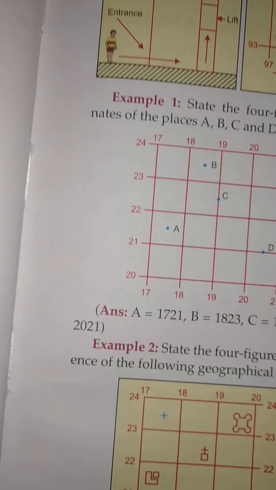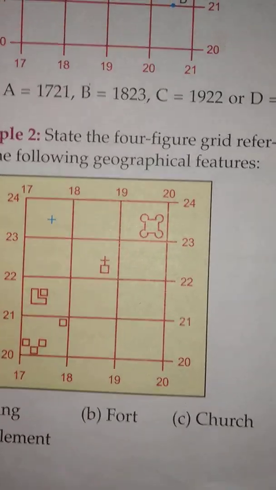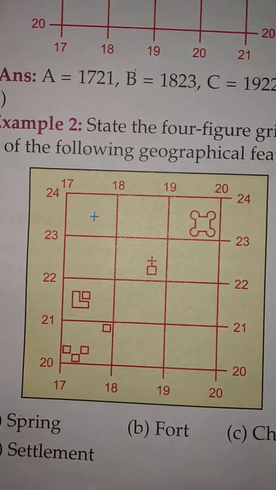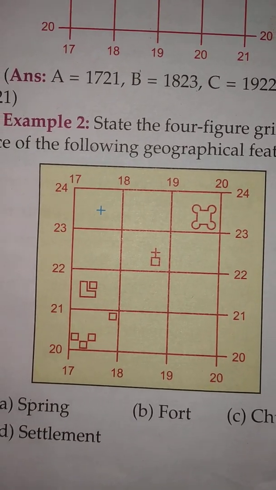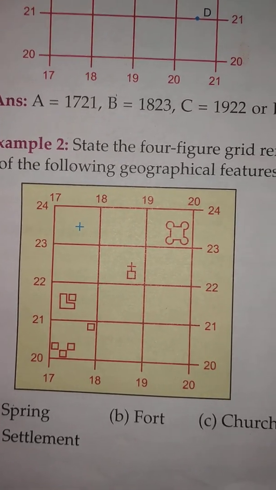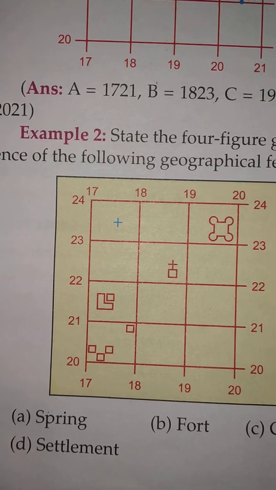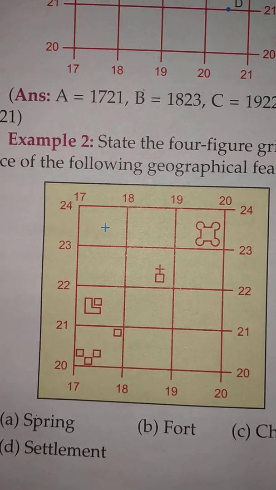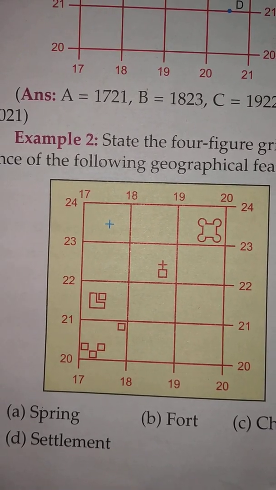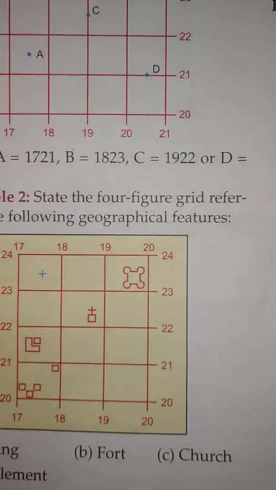Now one more figure is given here. More examples are here. You see that example, and you answer the questions. Some geographical feature is given here. You have to find out the 4-figure reference. So you try to solve it by yourself.